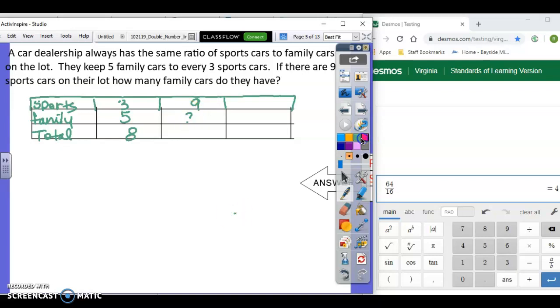Okay, so we're going to look at this and think, okay, do I know how to go from 3 to 9? Well, that's times 3. So whatever we do here, we come down and do here. 5 times 3 gives us an answer of 15.